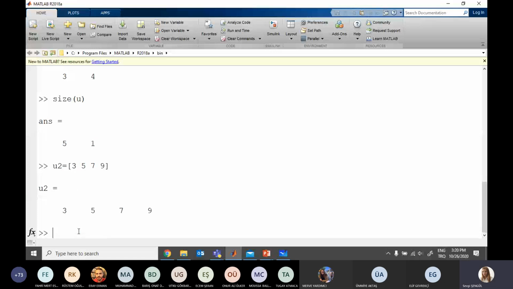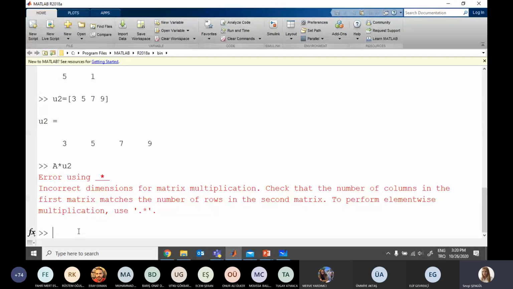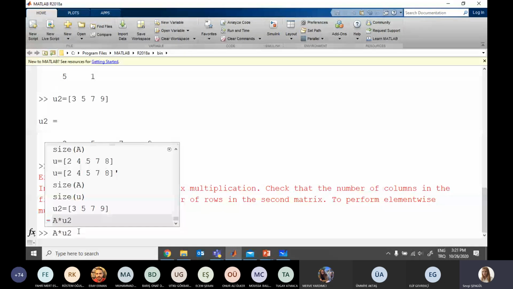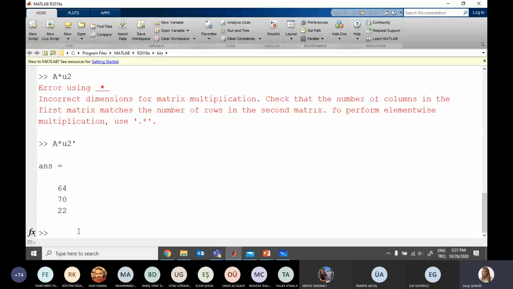4 by 1, right? So that I can multiply A with U2. No. Why? Because this is 1 by 4, not 4 by 1, right? So make this one transpose and it will multiply to you.